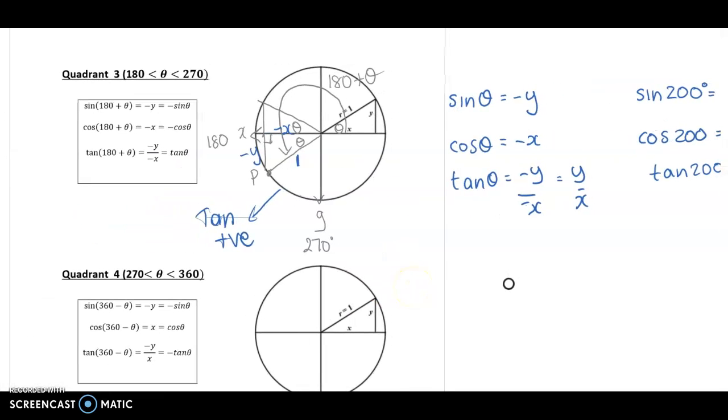We've learned that sine of theta is going to be negative, cos is negative, and tan is going to be positive. Although we've moved to an angle of 180 plus theta, we've found some rules that we can use so that we can calculate using just theta. Let's jump over into the fourth quadrant.